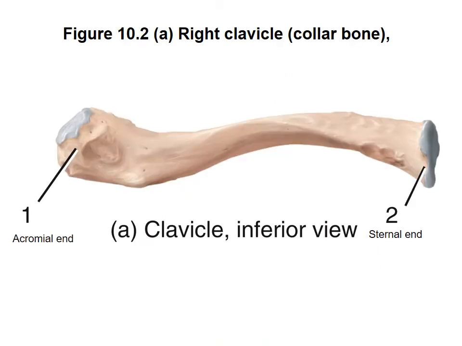Here's a close-up view of the clavicle, showing the inferior side of the clavicle. So you have what's called the acromial end and the sternal end. Sternal end, you can probably guess, refers to where it attaches to the sternum, and then the acromial end is where it attaches to the shoulder blade of the scapula. The scapula has a projection off of it called the acromion. So that's where the acromial end of the clavicle is going to touch the scapula.